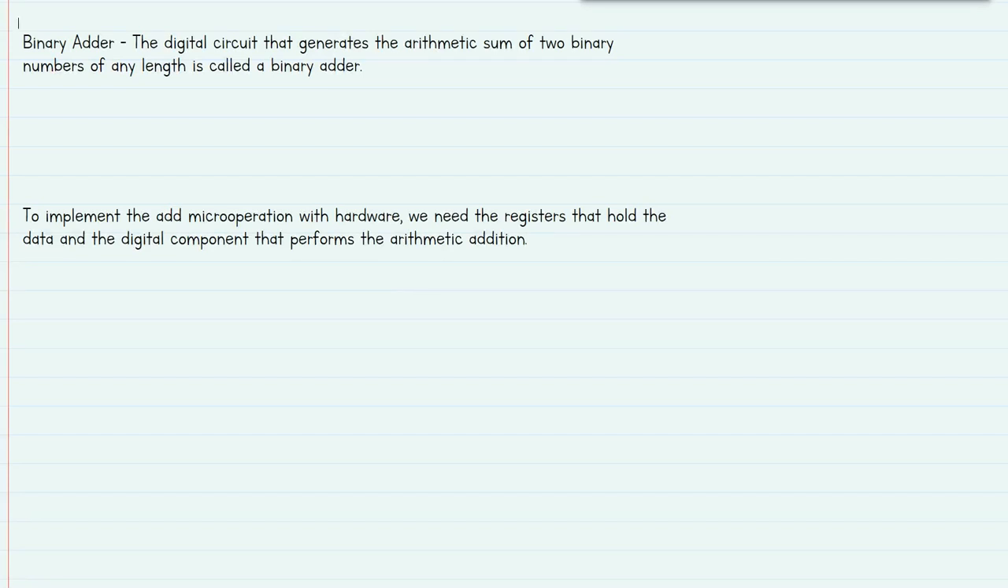A binary adder is a digital circuit which adds the contents of two registers. Like the following register statement: R3 ← R1 + R2. What this register statement means is the contents of R1 and R2 are added and that result is stored in the register R3.